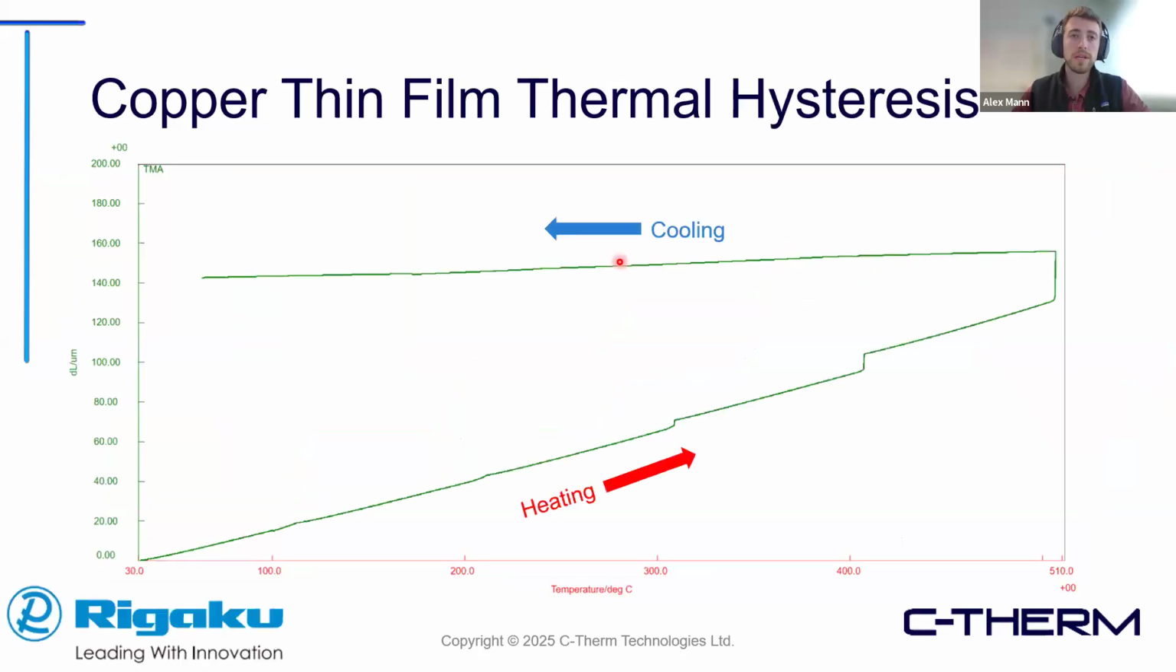This is the same test. I just rearranged the data into a thermal hysteresis curve. So as we can see here, we're expanding, it's nice and linear. At around 100, the isotherm didn't really damage it that much.